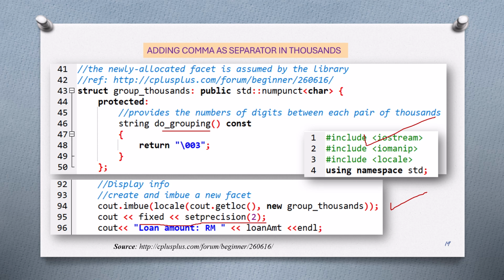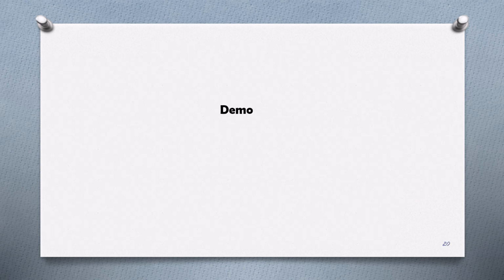Oh, if I forgot to mention, you need to include iomanip. It refers to this one, and for this and this you need to include the locale header file. Hash include locale header file, don't forget that. Right, time for the demo.